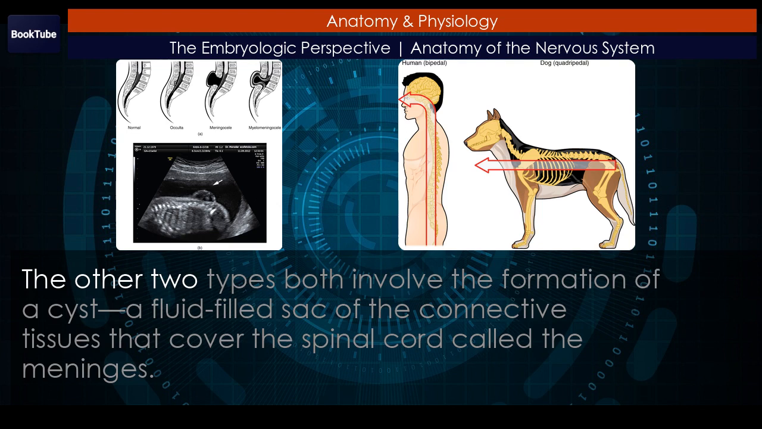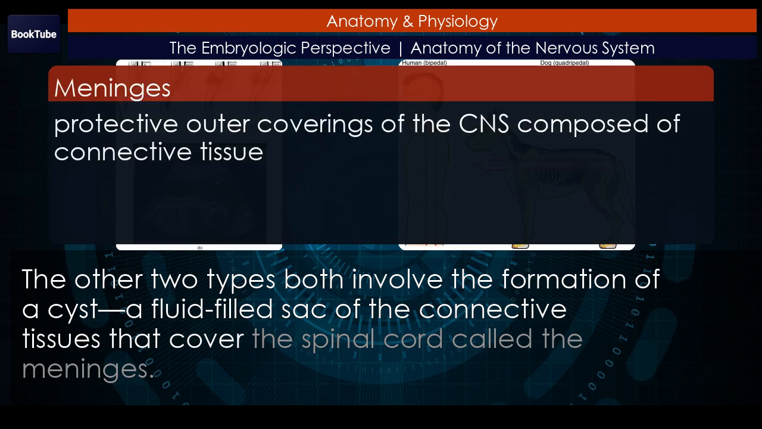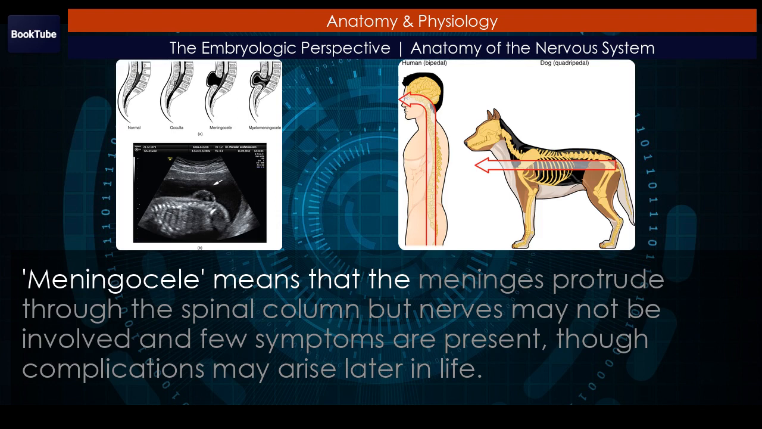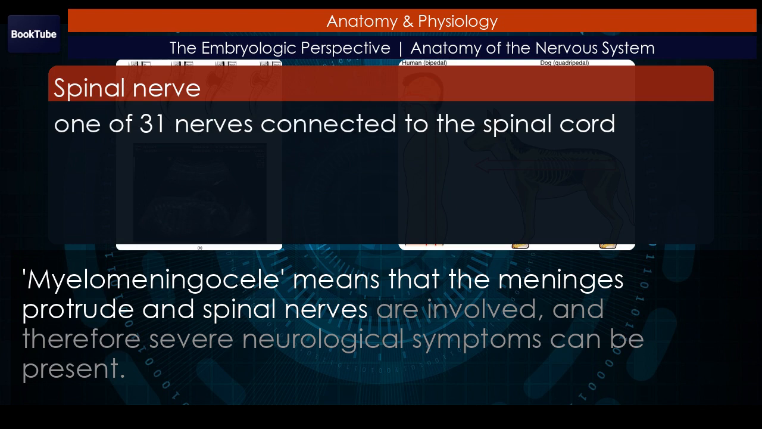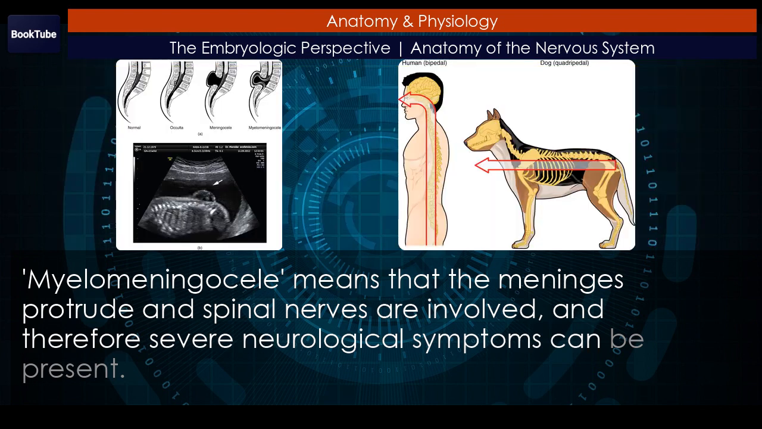The other two types both involve the formation of a cyst, a fluid-filled sac of the connective tissues that cover the spinal cord called the meninges. Meningocele means that the meninges protrude through the spinal column but nerves may not be involved and few symptoms are present, though complications may arise later in life. Myelomeningocele means that the meninges protrude and spinal nerves are involved, and therefore severe neurological symptoms can be present.